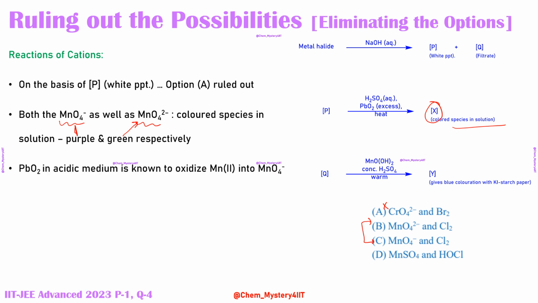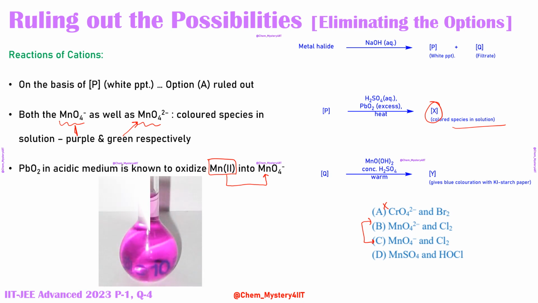What reaction? Qualitative analysis suggests that if PbO2 in acidic medium is used to oxidize Mn2+, it is known to be converted into permanganate, which is going to have a purple color. So from qualitative analysis, this option can be ruled out. MnSO4 cannot remain as such because PbO2 is oxidizing it. This option is also ruled out. That is how we go ahead, giving all possible explanations why this is and why this is not.